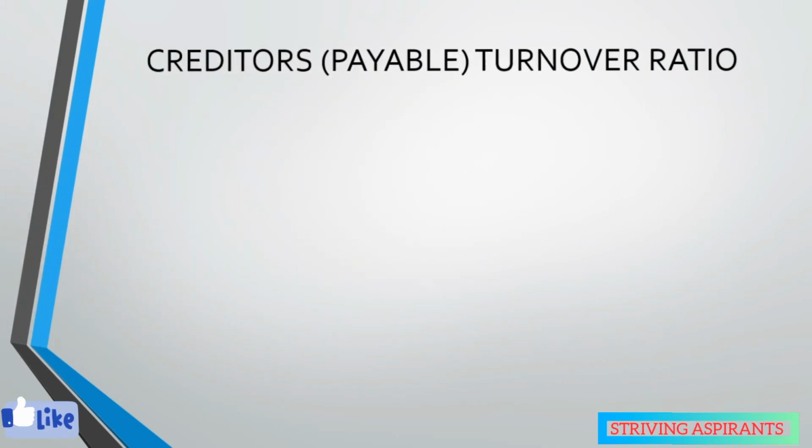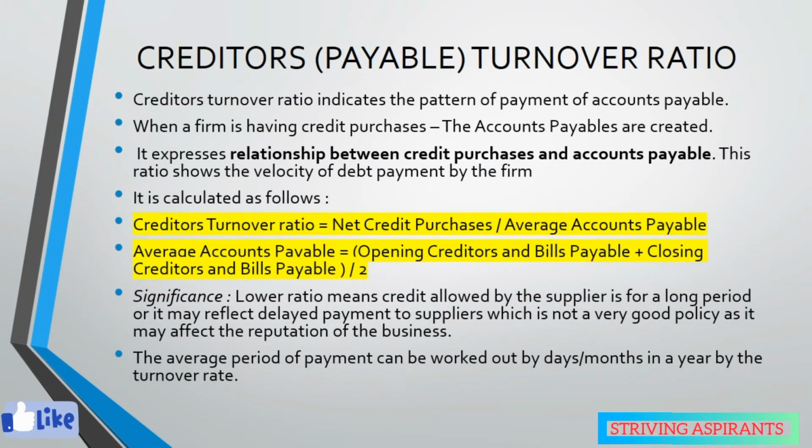Next one is creditors or payable turnover ratio. Like the debtors or receivables turnover ratio, when a firm has credit purchases, accounts payable are created. In other words, this is the relationship between credit purchase and accounts payable. The calculation formula is creditors turnover ratio equals net credit purchase divided by average accounts payable, and the average accounts payable equals opening creditors and bills payable plus closing creditors and bills payable divided by 2.